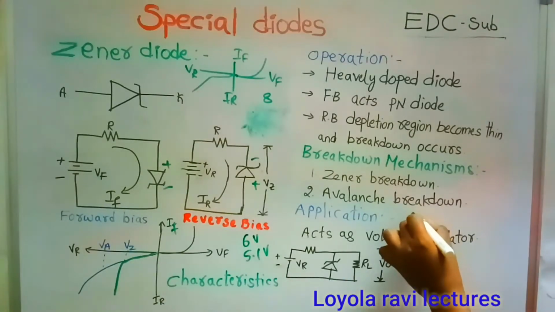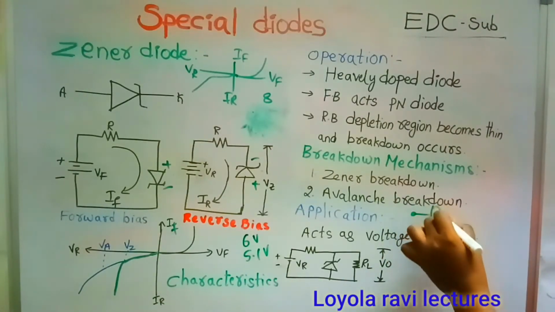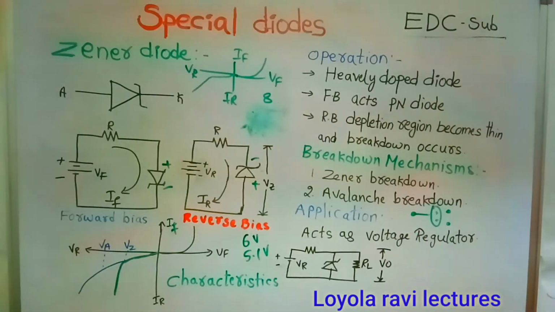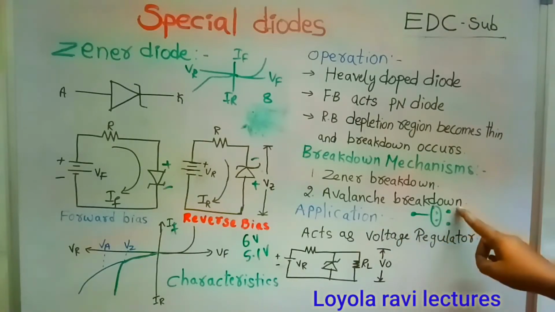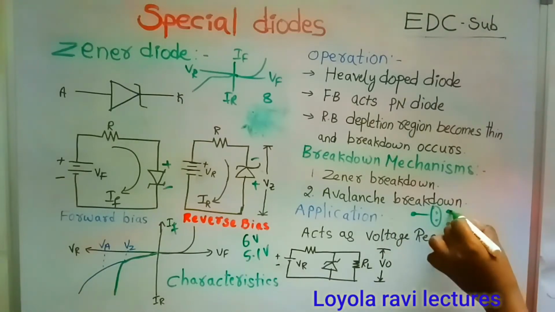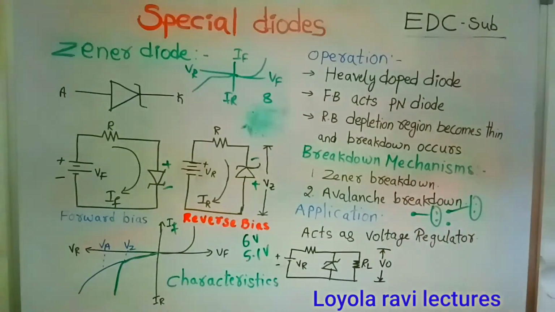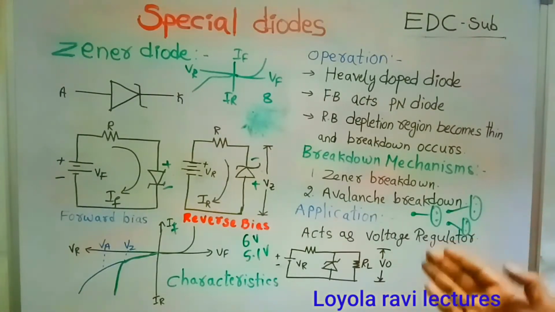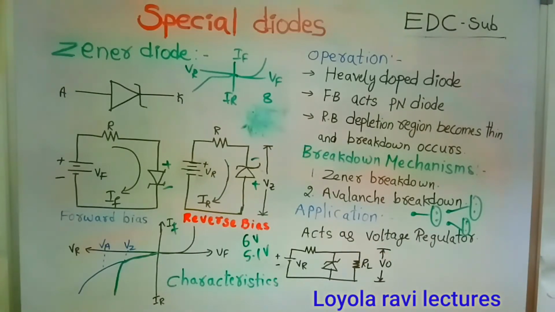For example, I am taking one electron. This electron will break one covalent bond, then two carriers will appear. One electron will break one covalent bond, then two free carriers will come. Again this free carrier will break another covalent bond. Again this free electron will break another covalent bond. Like this, free carrier concentration increases with multiple number of carriers. So this carrier concentration increases whenever you are still operating beyond the VZ.